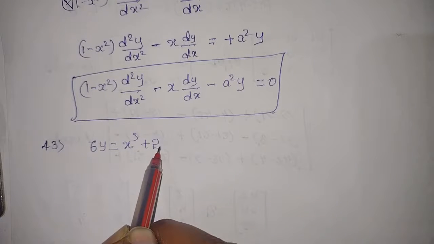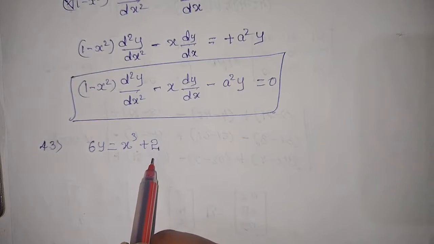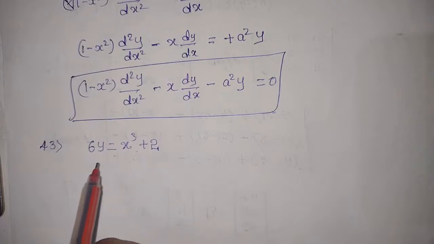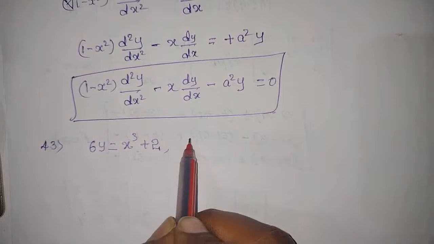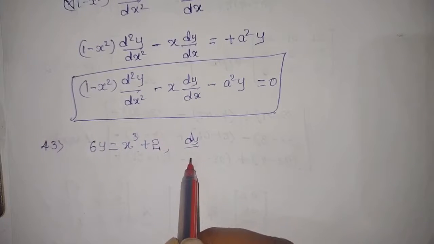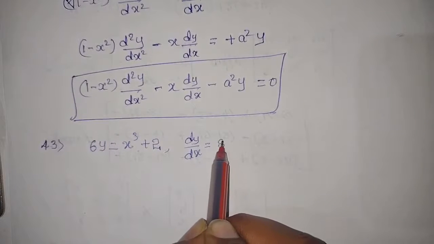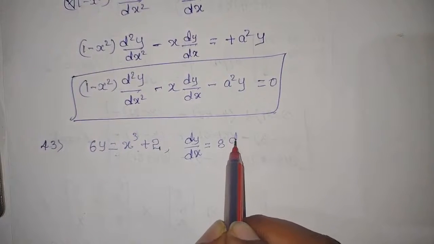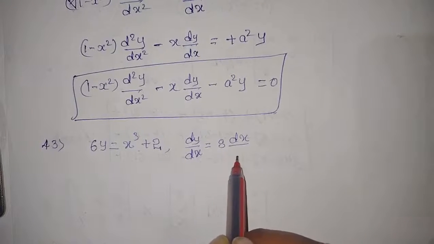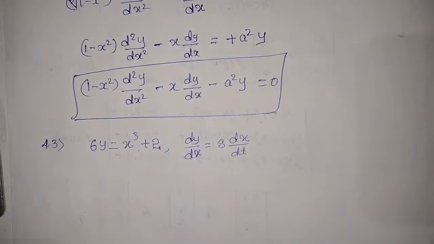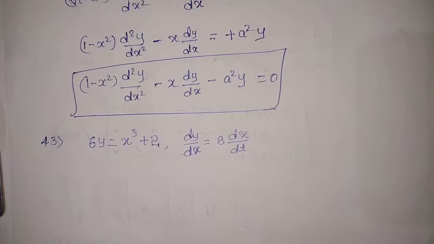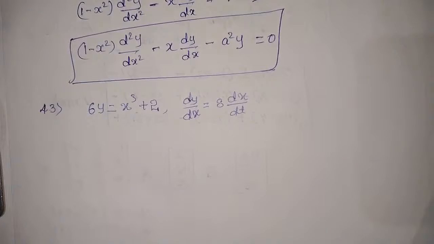and one more given data. Here we have to find the points. Points means x and y we have to find, at which the y coordinate is changing. Here the y coordinate is changing means like dy by dx. The y coordinate is changing 8 times as fast as the x coordinate. That means dy by dt is 8 times dx by dt. Clear? So these are the given data. By using the given data, we have to find the points.